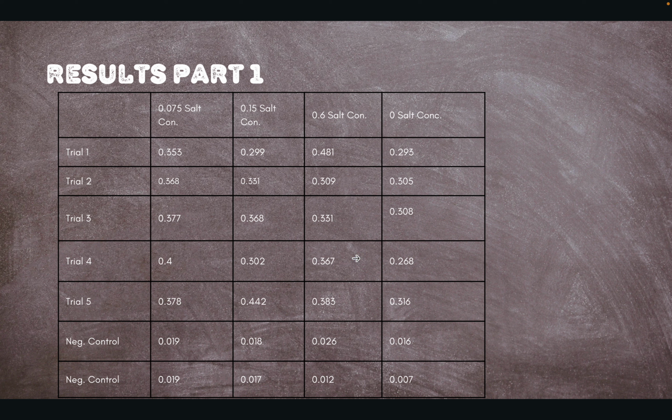So this is our raw data, as you can see. We had the 5 trials, which is each of our replicates. We have all 4 of our different salt concentrations, and then we have our negative controls at the bottom. So each one, because we did have 2. So yeah, this is all of our raw data, all of the absorbance values that we collected.